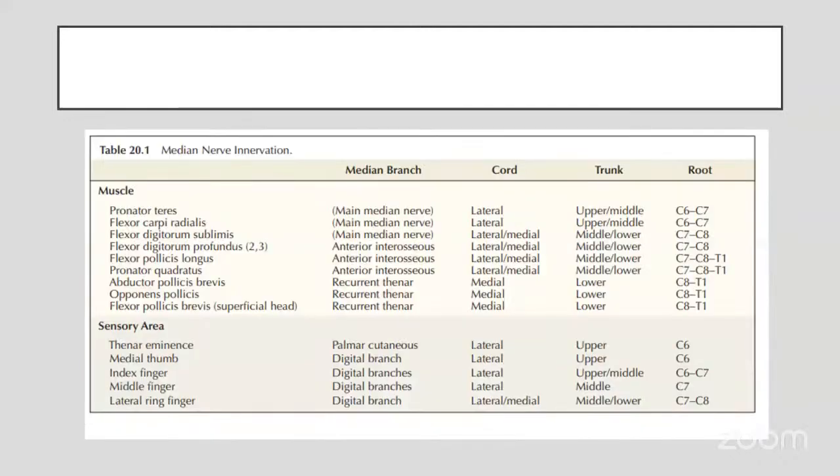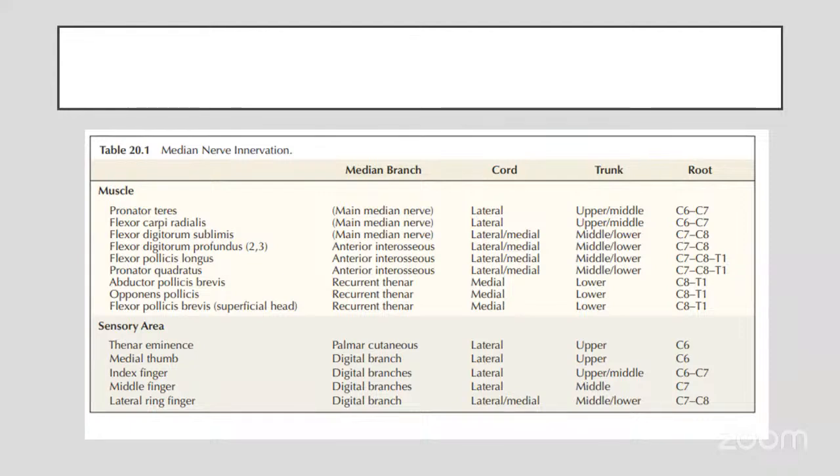These are the innervations by the median nerve. It innervates the pronator teres. That is the main median nerve arising from the lateral cord. It supplies the pronator teres, flexor carpi radialis, and flexor digitorum superficialis. The anterior interosseous nerve supplies FDP 2 and 3, flexor pollicis longus, and pronator quadratus. The recurrent thenar branch of the median nerve supplies the APB, the opponens pollicis, and the flexor pollicis brevis.